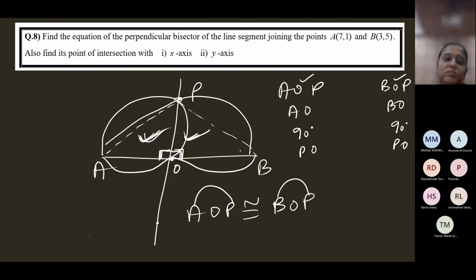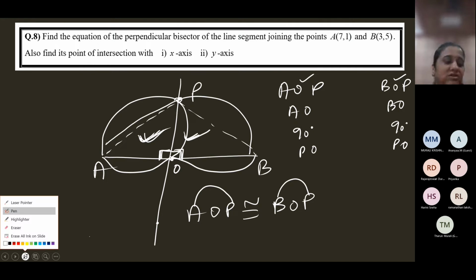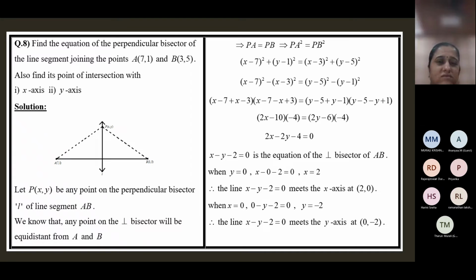So that means PA is equal to PB. So this is the condition. You just work with this condition. If you know the condition, it's very easy. That's all. See it? So roughly I've just illustrated that.